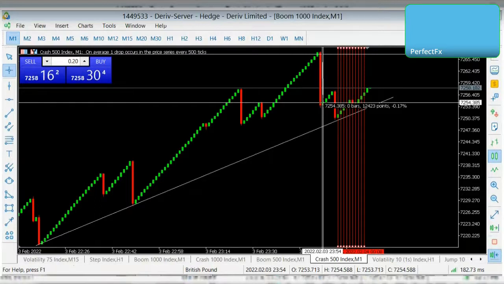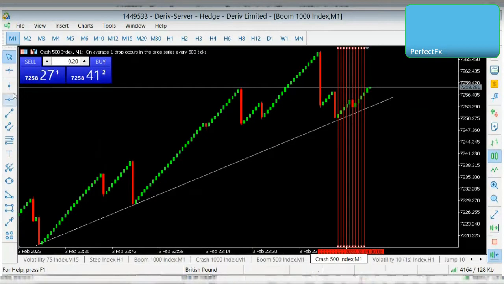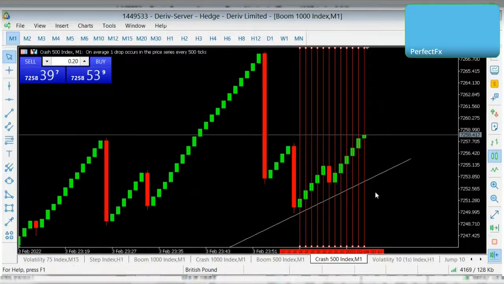Can you see the first spike to the downside? Now can you see, guys, this is already 10 candles. Can you see it is even moving more than the 10 candles? If you want to exclude this spike, you will still have your 10 candles.